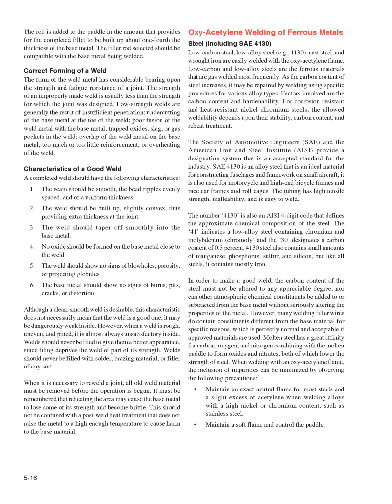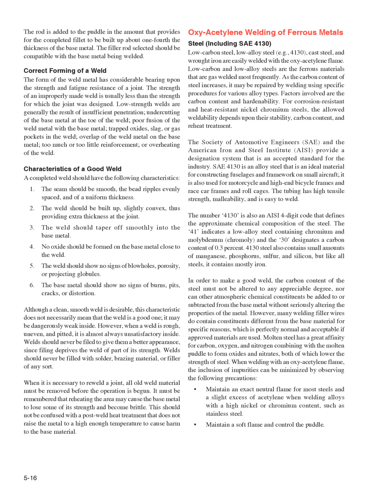Say 4130 is an alloy steel that is an ideal material for constructing fuselages and framework on small aircraft. It is also used for motorcycle and high-end bicycle frames and race car frames and roll cages. The tubing has high tensile strength, malleability, and is easy to weld.